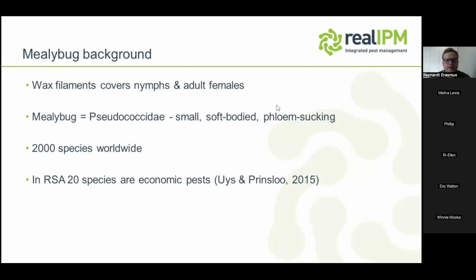Mealybugs produce a wax filament that covers both the bodies of the nymphs as well as the adult females, hence the common name of mealybug. Mealybugs belong to the family Pseudococcidae, which are small, soft-bodied, phloem-sucking insects that make use of their piercing sucking mouthparts to feed on the plant sap. Worldwide, over 2,000 species have been identified and described. However, in South Africa, only 20 species are considered economically important pests in agriculture.